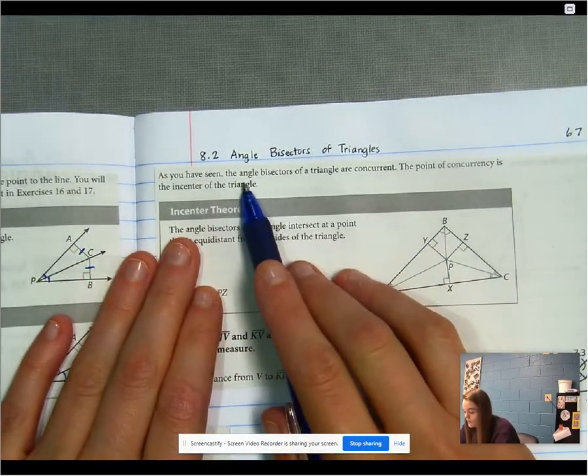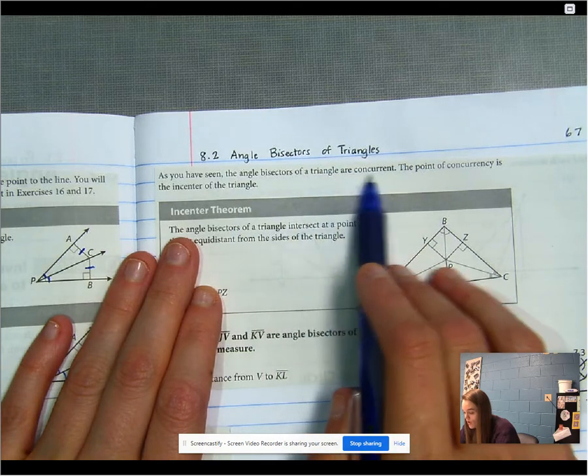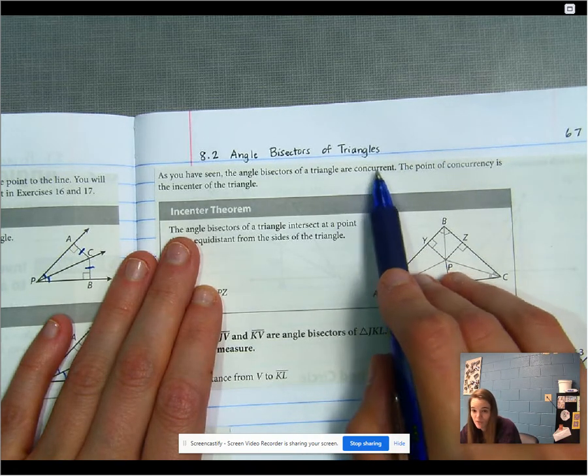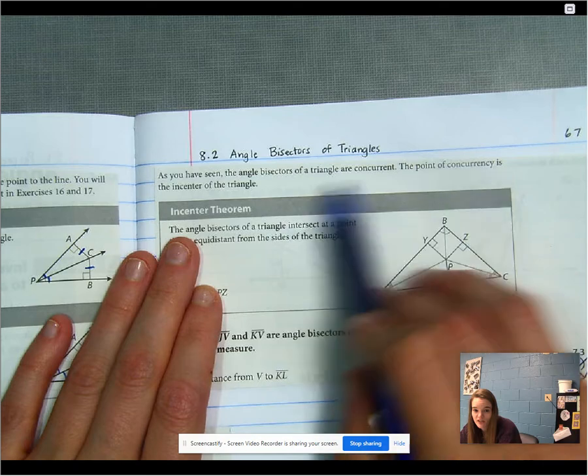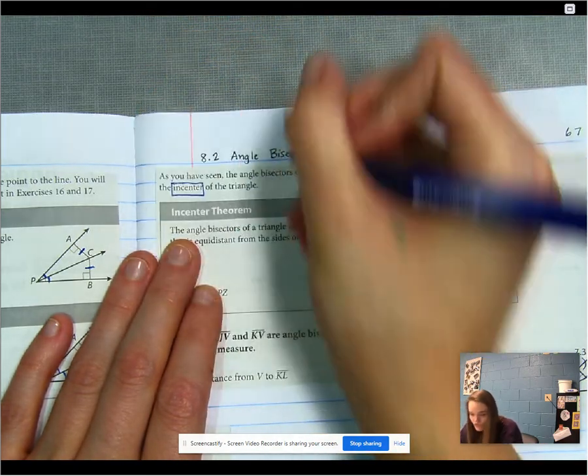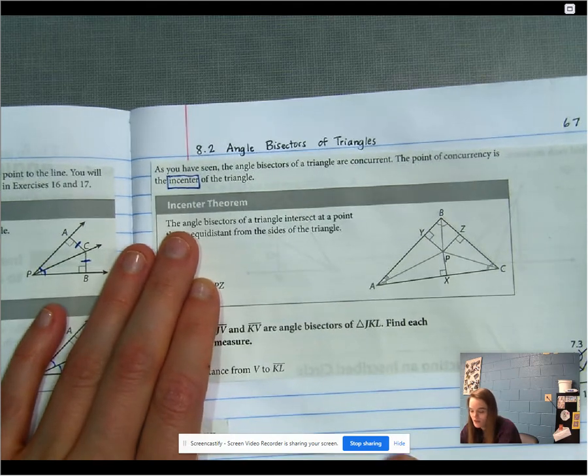So as you have seen, the angle bisectors of a triangle are concurrent. You haven't seen that yet. I'm going to show you a quick thing that shows you that. Remember, concurrent means they meet at a point. The point of concurrency is called the incenter of the triangle. Our triangle center today is incenter.